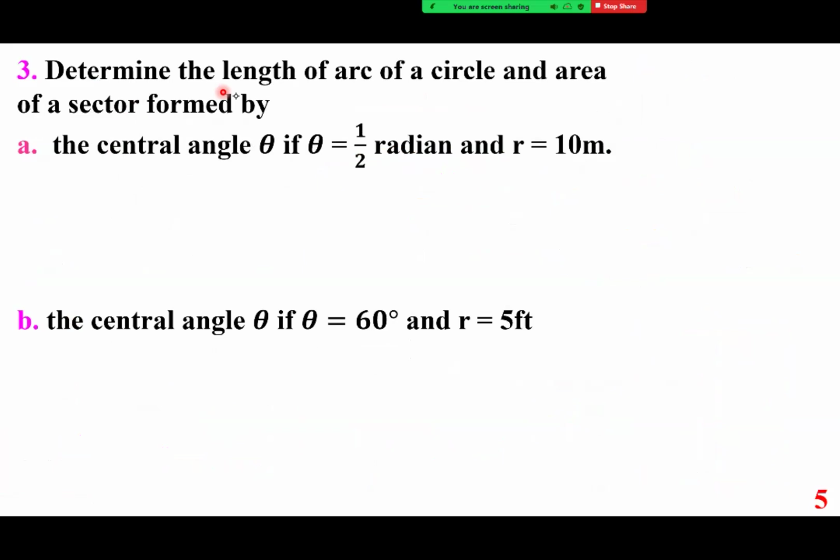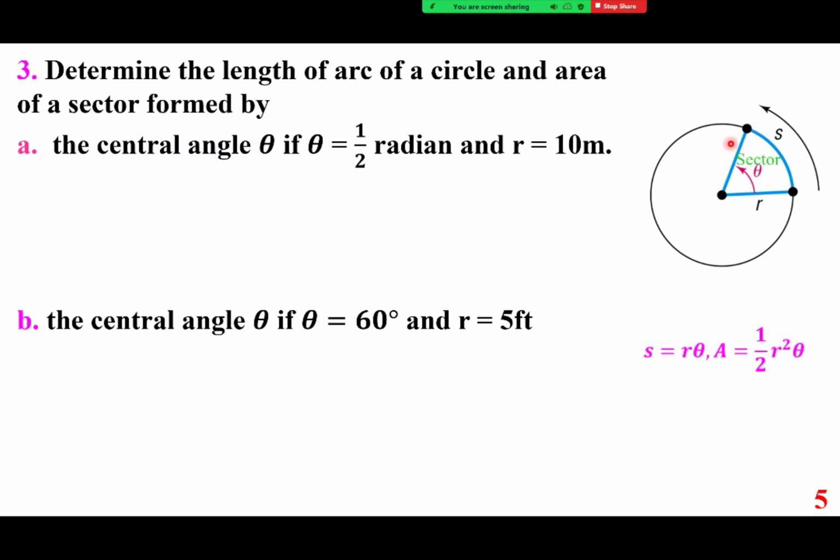Determine the length of arc of a circle and area of a sector formed by the central angle theta if theta is 1/2 radian and r is 10 meters. Well, recall, this is S equals r theta. This is the sector. Area is half of r squared theta. So a couple of simple formulas we should remember.